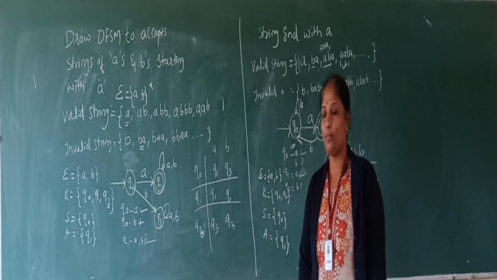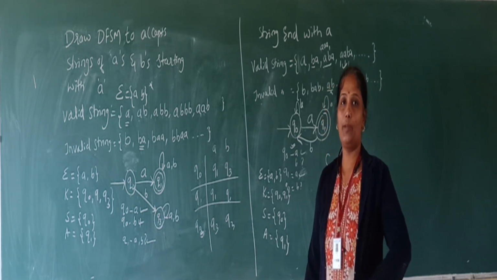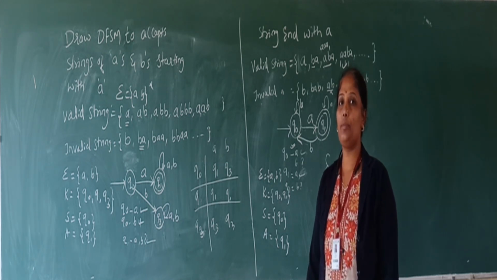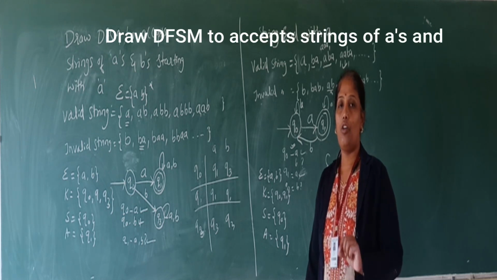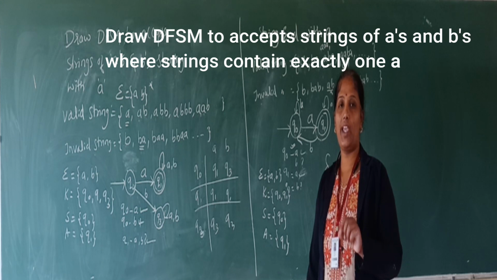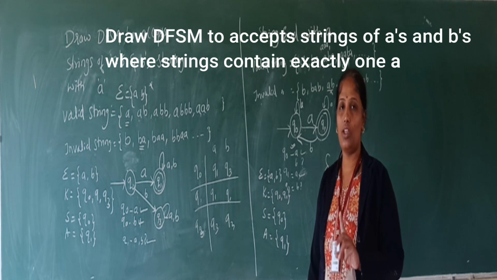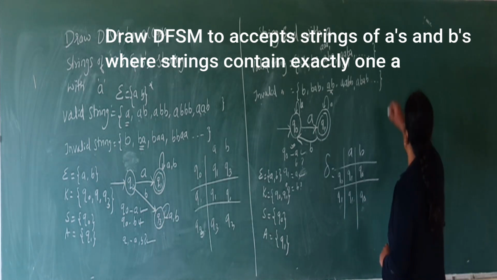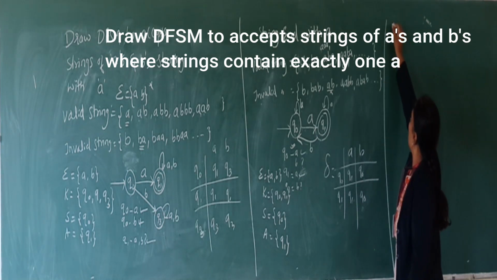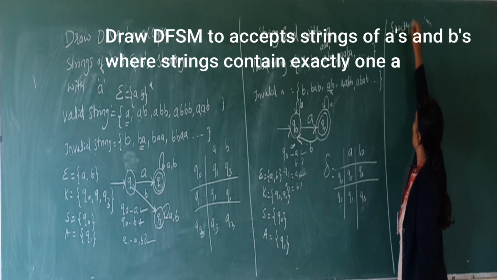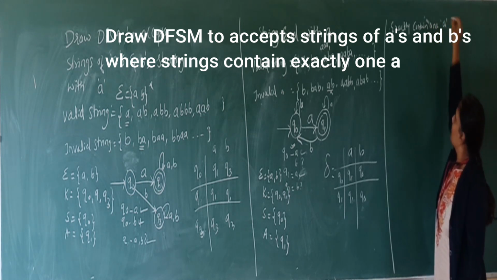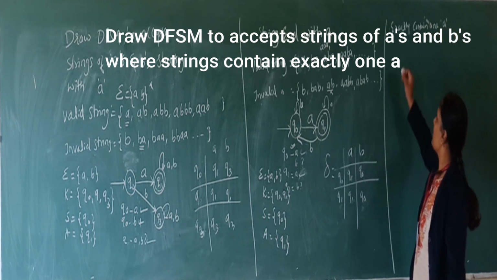Next we will see one more example. Here I am going to draw the DFSM which accepts a string of A's and B's. The strings are made up of A's and B's, but the string should have exactly one A. So the string must contain exactly one A. Okay, so check it out. The string contains exactly one A. Again, what are the valid strings?